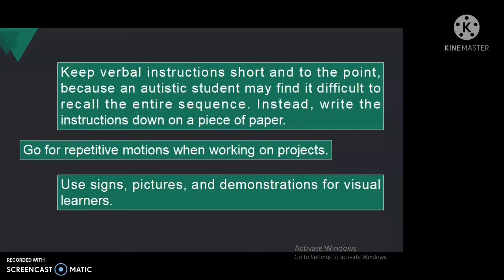Fourth, go for repetitive motions when working on projects. For example, most autistic classrooms have an area for workbox tasks, such as putting away erasers and pencils. This kind of predictability helps autistic kids stay organized. Fifth, use signs, pictures, and demonstrations for visual learners.